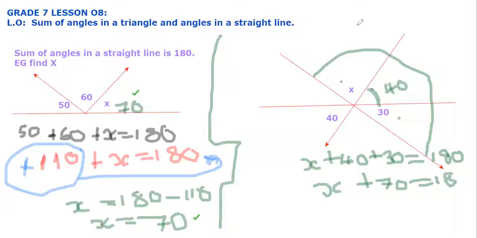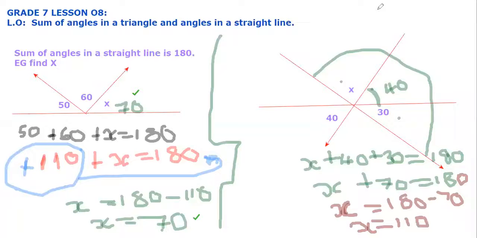If I bring this 70 to the other side, it will be X equals 180 minus 70, because it is 70 now. What is your answer? X is equal to 110. You're done, you get your mark. This is very easy. So X is 110.